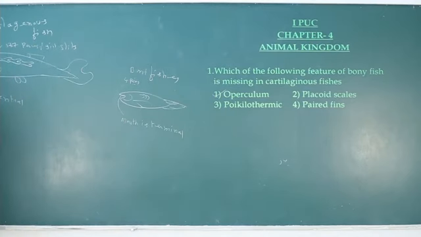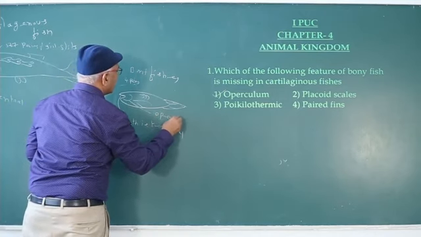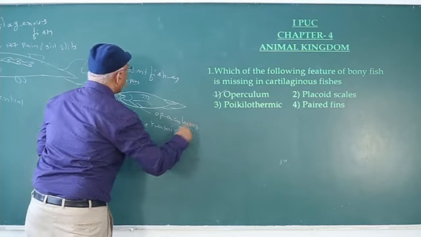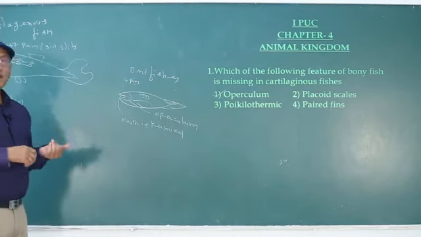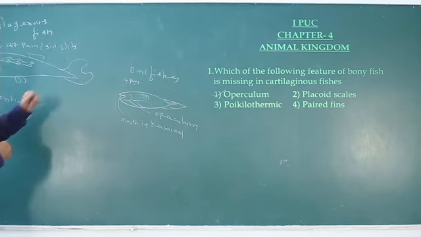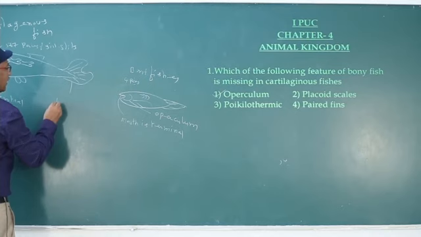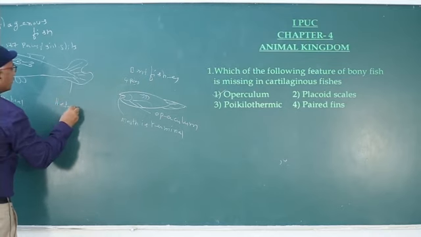Another difference. In cartilaginous fishes, operculum is absent. Due to absence of operculum, we can visualize the gill slits. In bony fishes, operculum is present. So, due to presence of operculum, we are unable to visualize the gill slits. Caudal fin. Caudal fin is heterocercal.